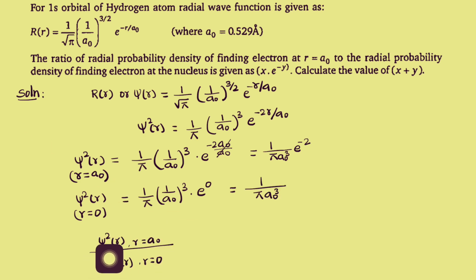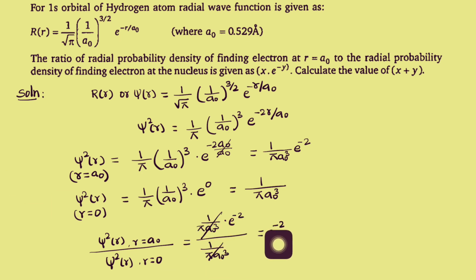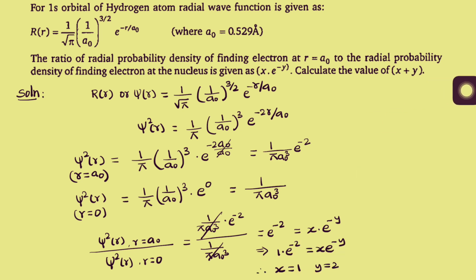After that, I will just figure out the ratio of these two radial probability density. So these two expressions will cancel out, only e to the power minus 2 will come. Okay, and then we compare this e to the power minus 2 with this expression that is given in the question, x into e to the power minus y. Okay, so if you compare it, let me write in this form. E to the power minus 2 can be written as 1 into e to the power minus 2. So x will be 1 and y will be 2. So the value of x plus y will be 3. So that's the final answer.